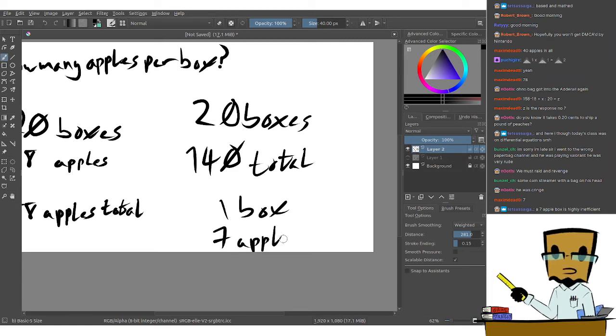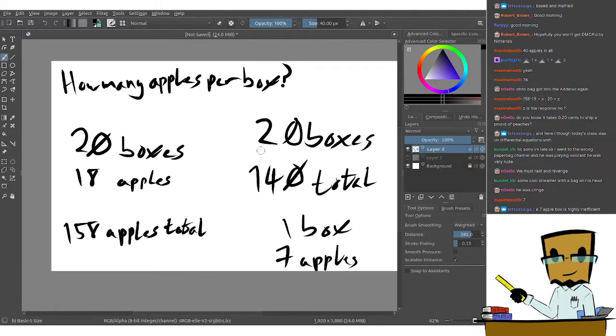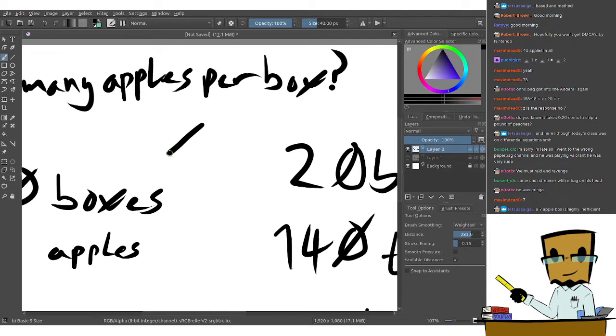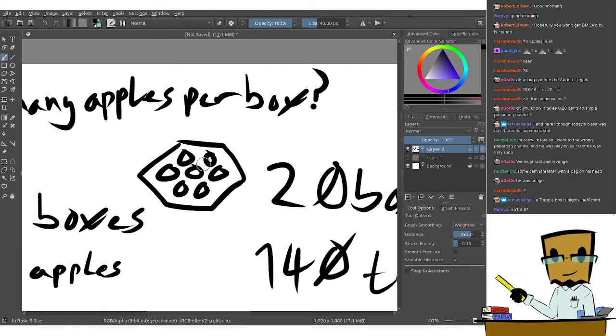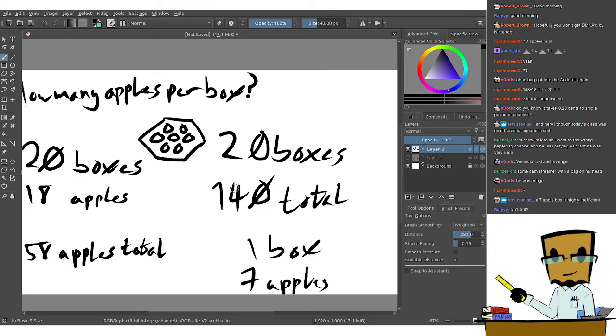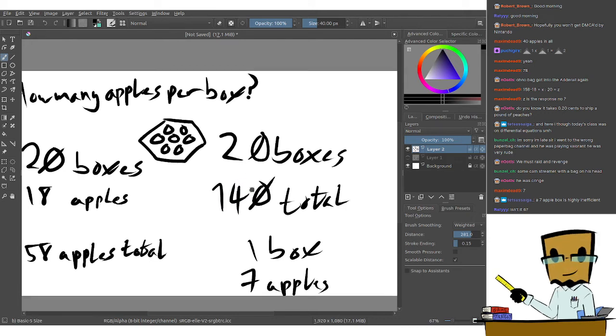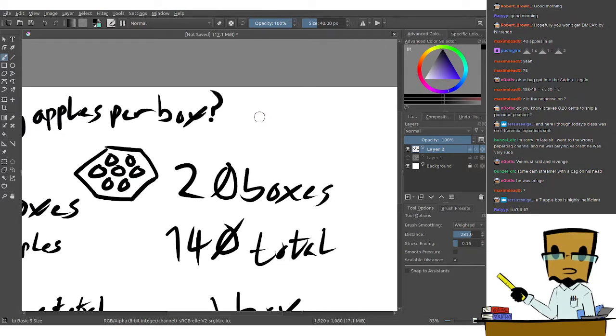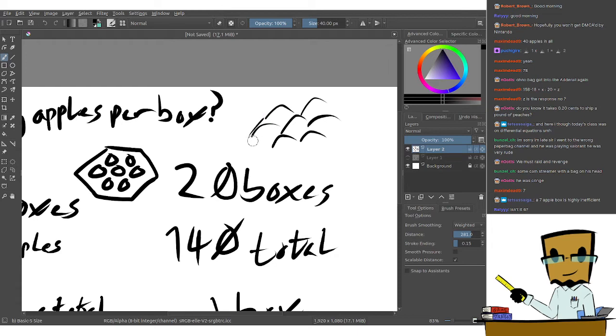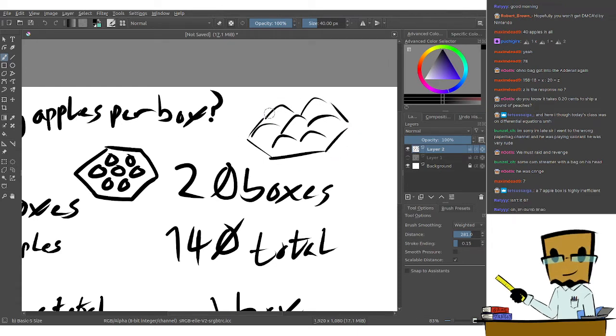Highly inefficient. Au contraire, my friend. Is it not the most efficient? Apple. Hexagon. Isn't it 6? The 20 times 7 equals 140. Yeah, and if it's like the silly plastic kind where it looks like this, you'd be able to stack them even better, with even less space in between. All of the apples.